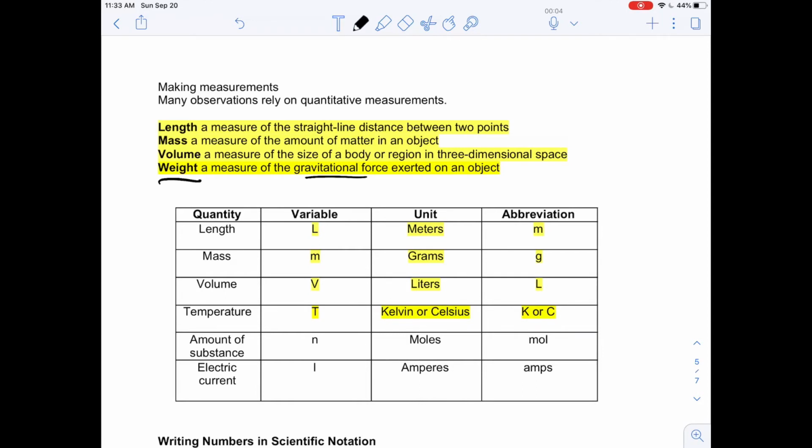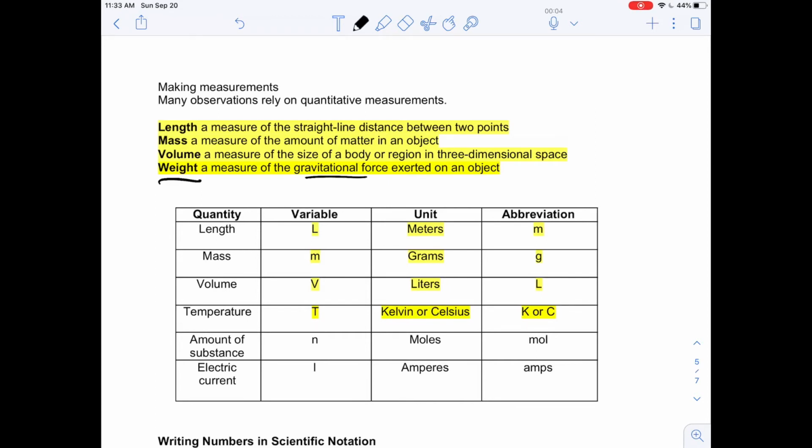We use our weight here on Earth, but the reason that you even have mass is because not everything is the same in the universe, right? Not everyone has the same gravity. Not every planet has the same gravity. So mass is a universal constant, where gravity is not. Okay, and then you probably already know all the abbreviations.